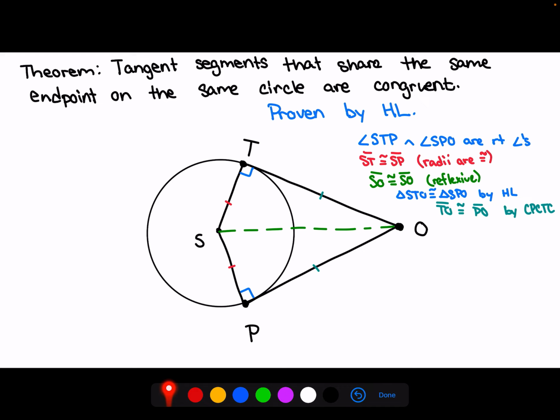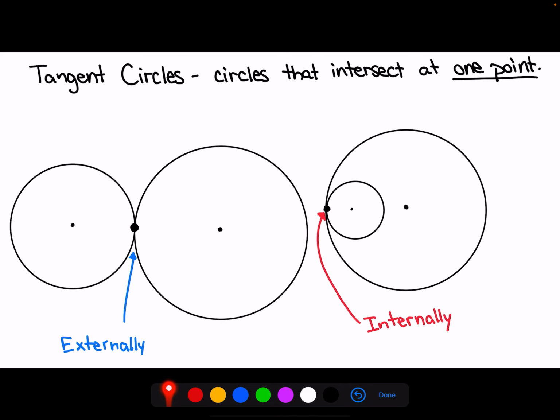All right, the next definition that we have is new for us. That definition is tangent circles. Tangent circles are circles that intersect at a single point. Now right here we have external tangent circles because both circles are outside of each other. They each have their own circles, and they just touch at a single point.